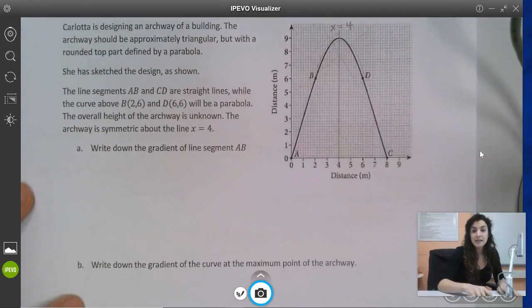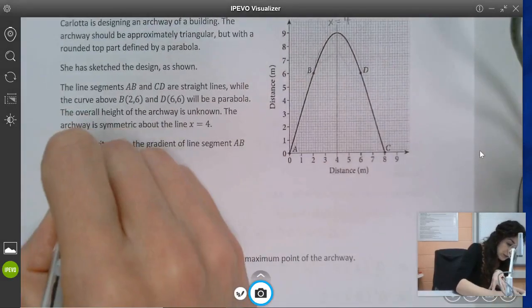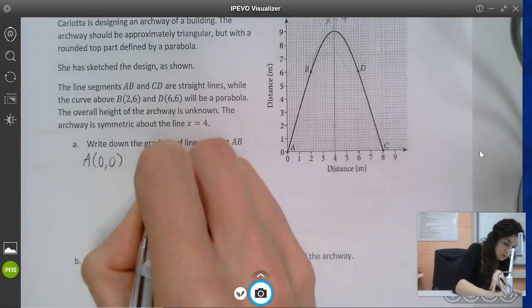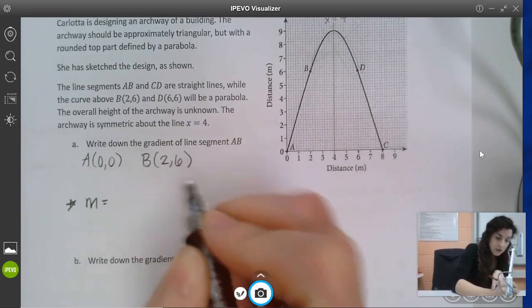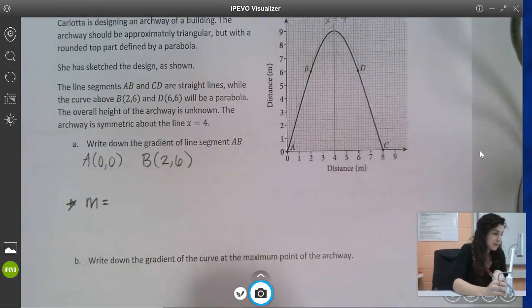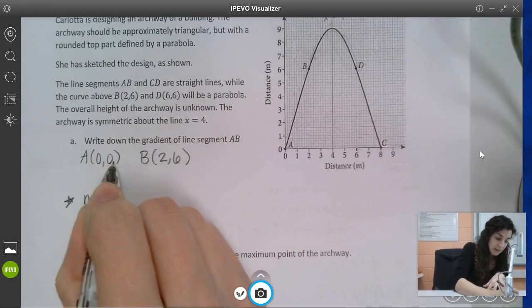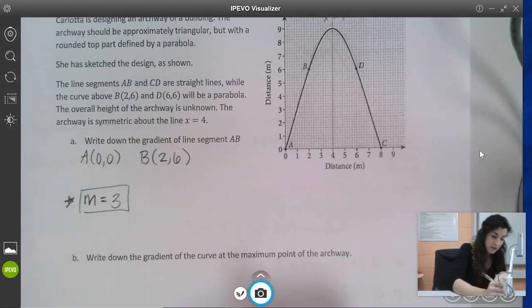It says write down the gradient of the line segment AB. A goes through (0, 0). B, as it says up here, is the point (2, 6). Go ahead and find the slope for me between A and B. That'll be 6 minus 0 over 2 minus 0, which gives us a slope of 3.